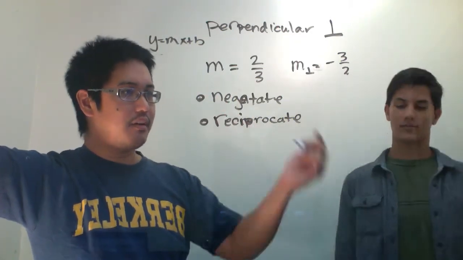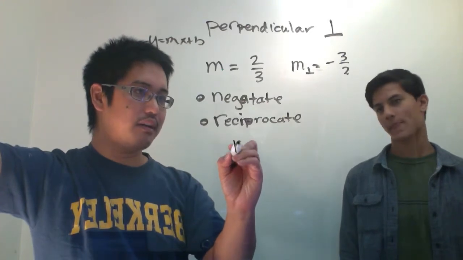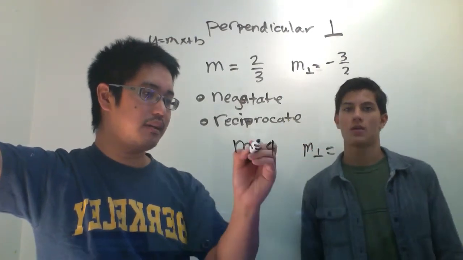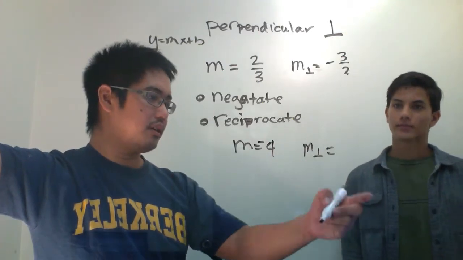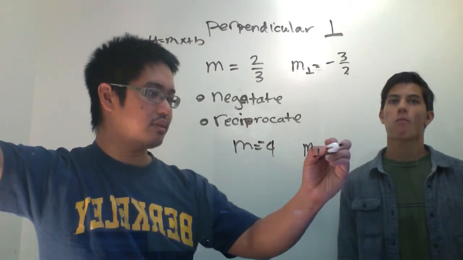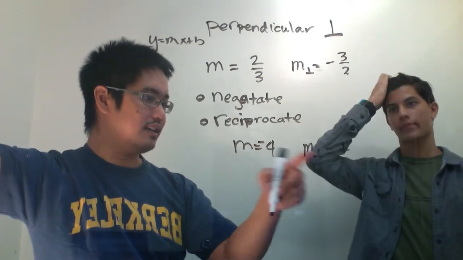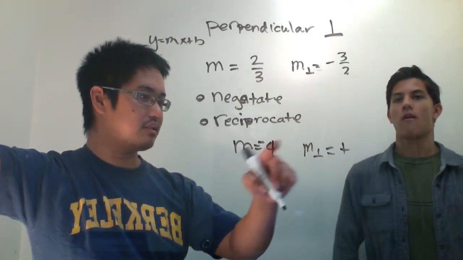Now, it might not always look like a fraction. It could be m is equal to 4. What is the perpendicular slope? Or let's make it m equals negative 4. The perpendicular slope would be m equals positive, because you change the sign. That's what negatate is. If it's negative, you make it positive. If it's positive, you make it negative.